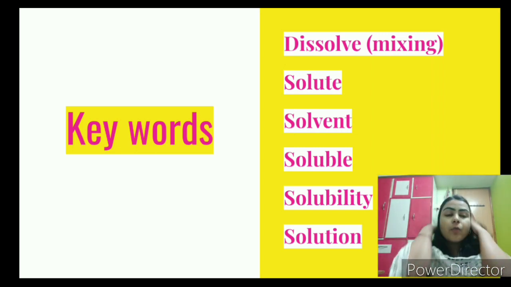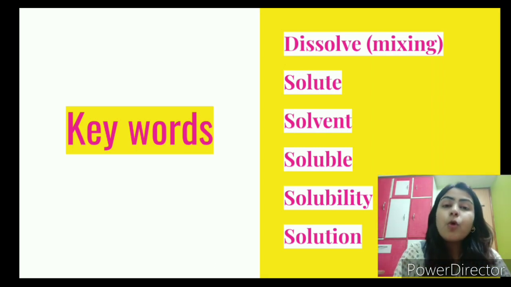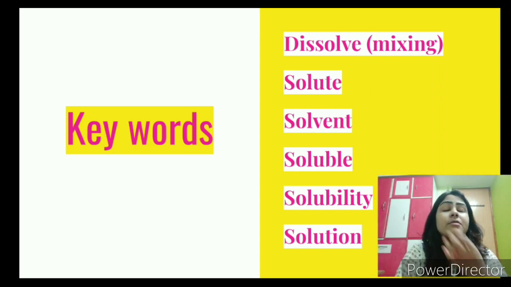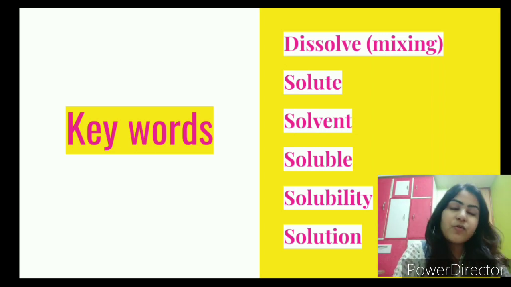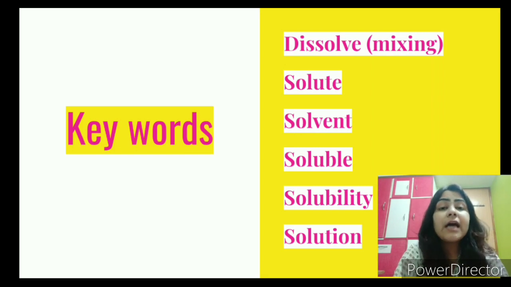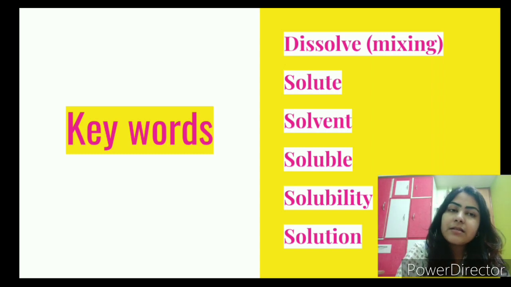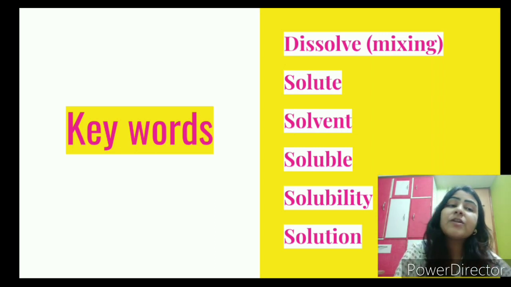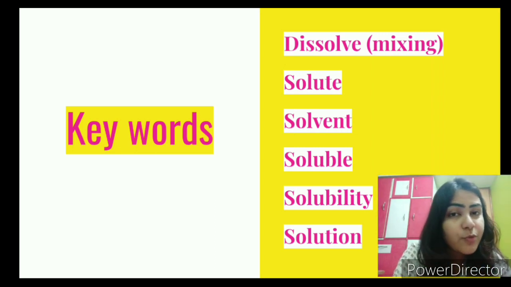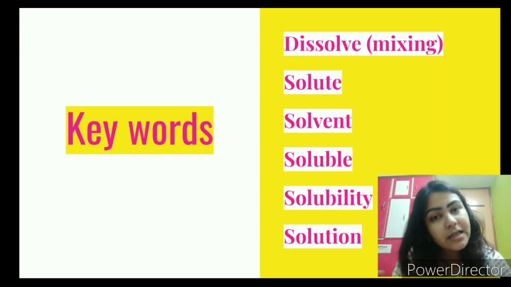Okay. Now what is soluble? Some substances can mix, some substances cannot mix. So those substances which can mix, which can dissolve, are known as what? They are known as soluble. And the substances which cannot mix are known as insoluble. I have not written the word, but please remember, those substances which can mix are known as soluble.